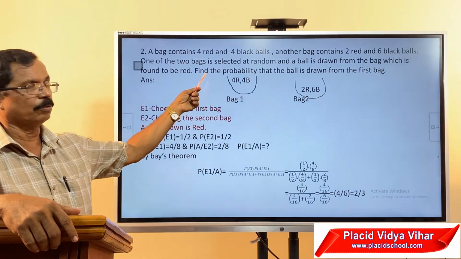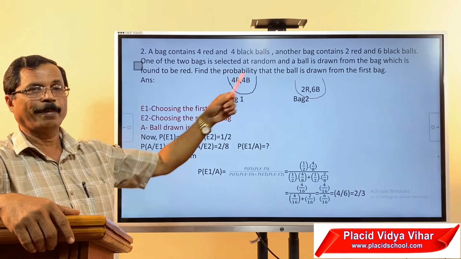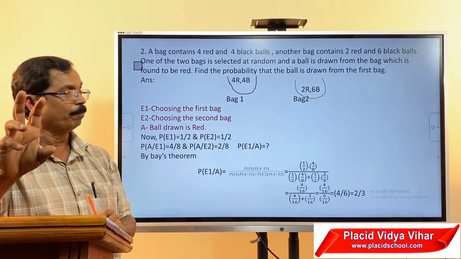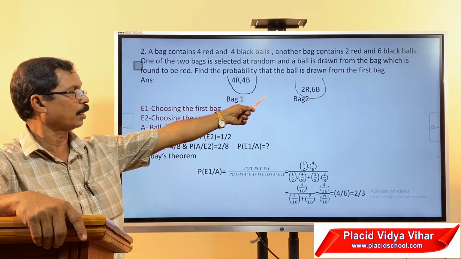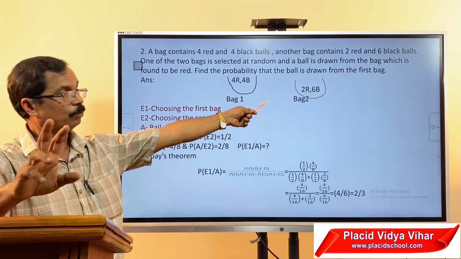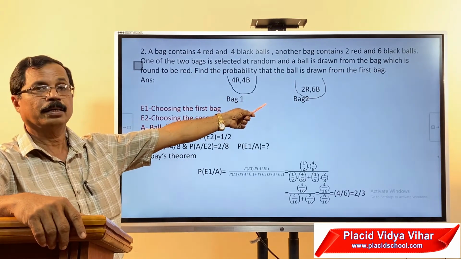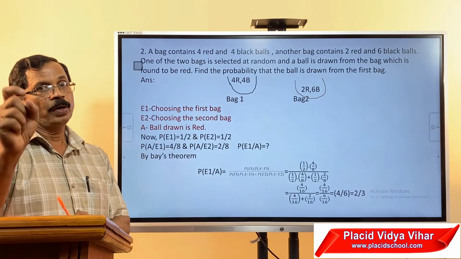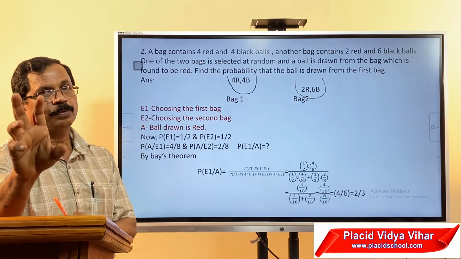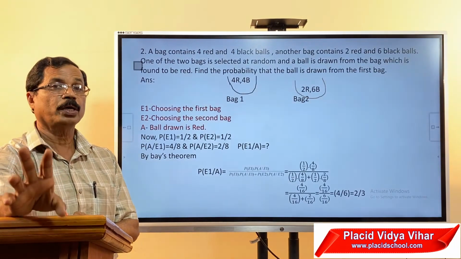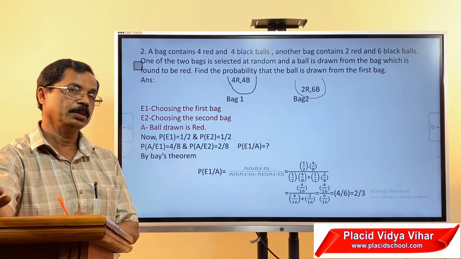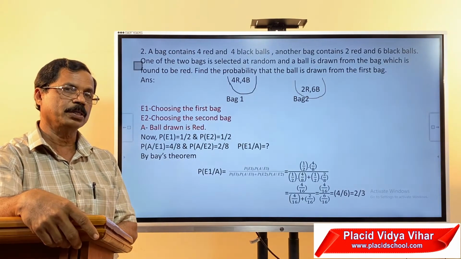So look at this. The question is this one. There are 2 bags. The first bag, look at this, has 4 red and 4 black balls. And in the second, there are 2 red and 6 black, and that is known as bag 2. Now, whatever the question, when you apply Bayes theorem, you have to write all the required events first. Then only you proceed. Then you can easily answer the question.